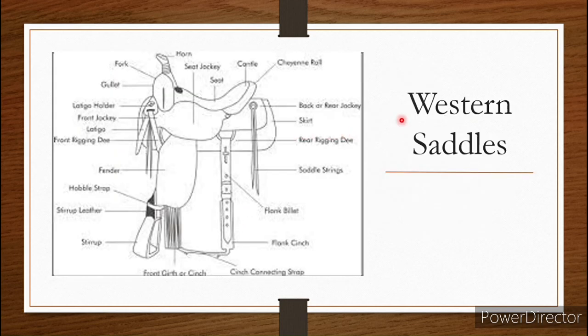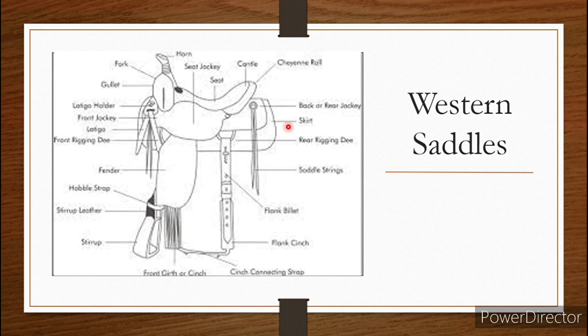Now Western saddles. Again, sorry for the low quality image. The important things here are your fork and your gullet. The gullet's the space here. Your cantle, which is this part, the Cheyenne roll, your skirt, and that's kind of all you really need for these.